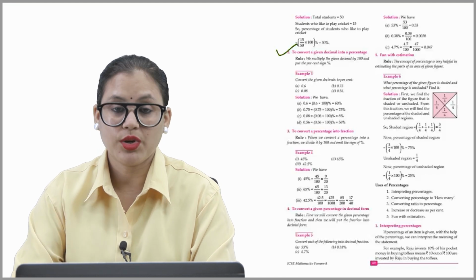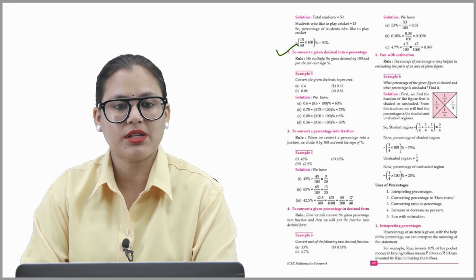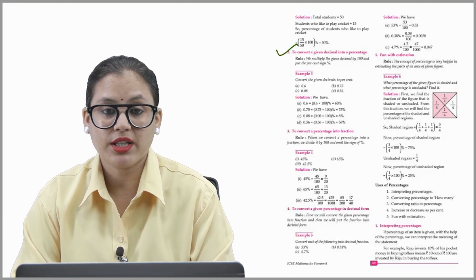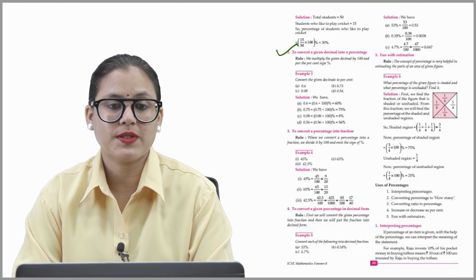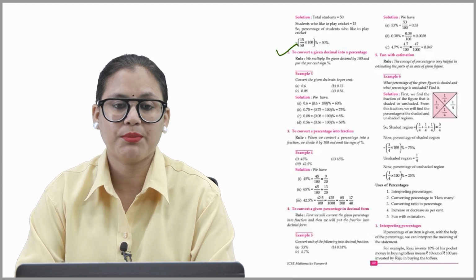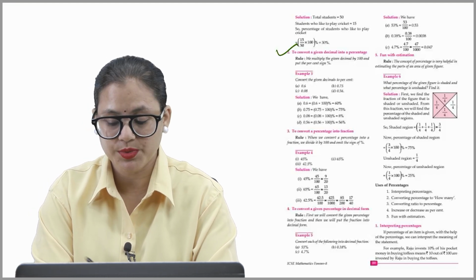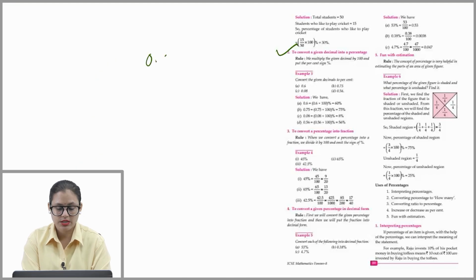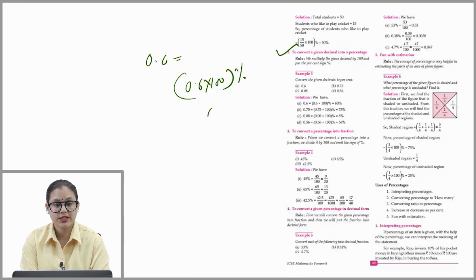Number 2, to convert a given decimal into a percentage. Rule: we multiply the given decimal by 100 and put the percent sign. For example, we have to convert this decimal to percent: 0.6. What will we do? You will multiply this decimal by 100 and then put the symbol of percentage. So, 60% is the answer.